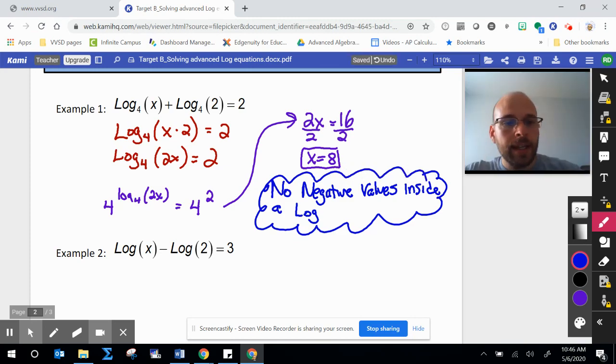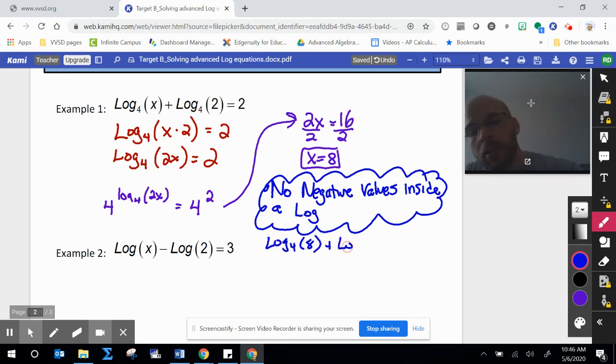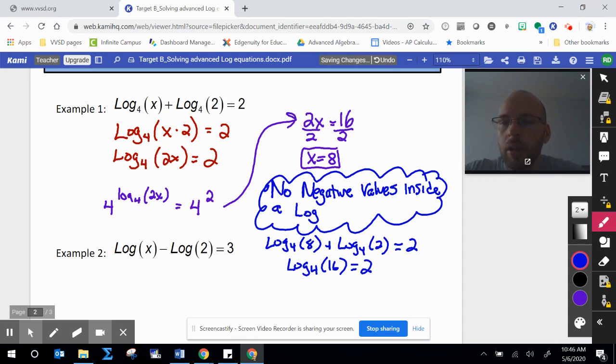So if I plug 8 into this, I'm going to have the log base 4 of 8 plus the log base 4 of 2, and that's equal to 2. Now, you can combine these together to say the log base 4 of 16 is equal to 2. And if you did the log base 4 of 16 in your calculator, you would get 2 is equal to 2, which checks out.